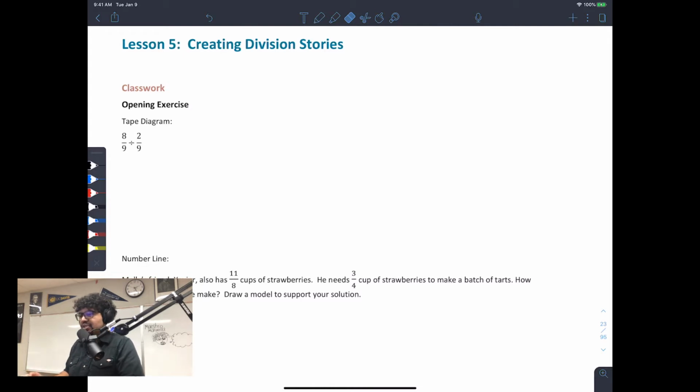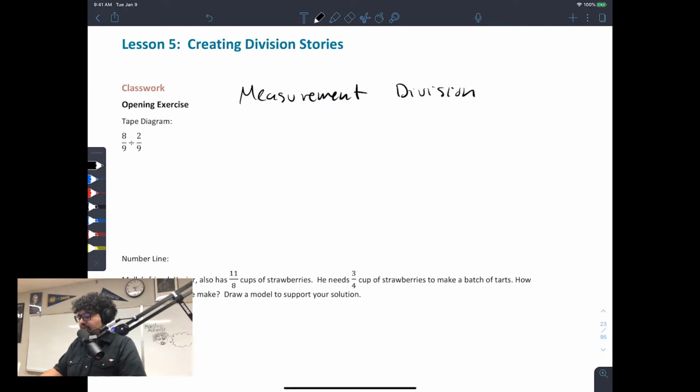So for the opening exercise, we're dividing 8 ninths by 2 ninths. In other words, we're taking those 8 ninths and making groups of 2 ninths. So we're going to focus this time on measurement division.